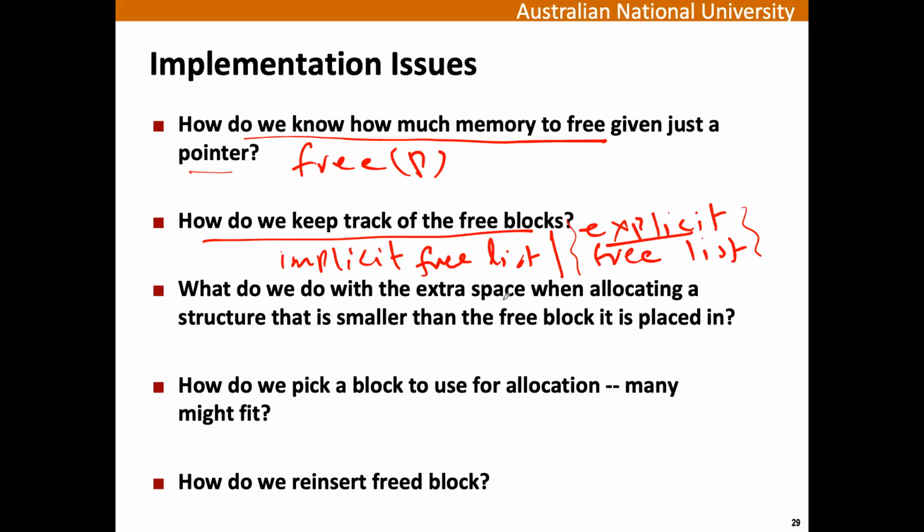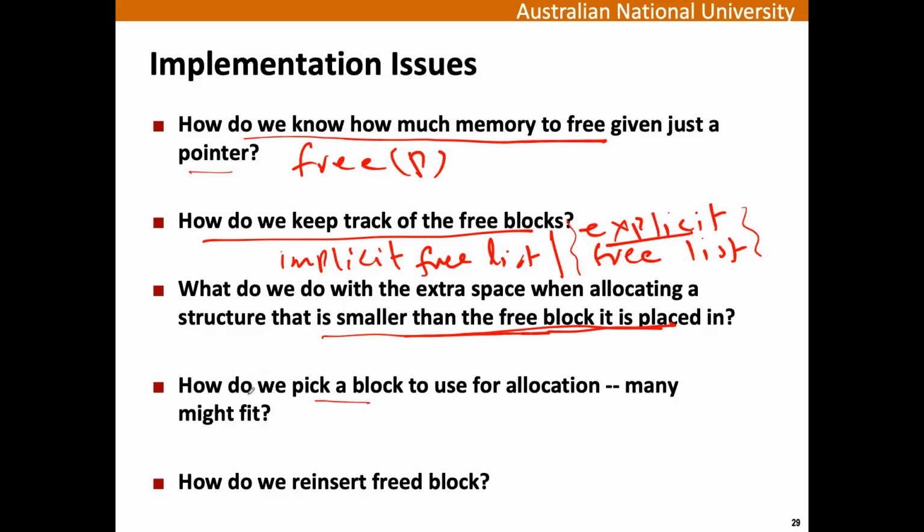What do we do if we have extra space when allocating a structure that is smaller than the free block it is placed in? To mitigate internal fragmentation, we can decide to split the block and create a new block with whatever is left behind. We don't have to give the entire block to the user. So when the block is smaller than the free block, we can do something to mitigate fragmentation.